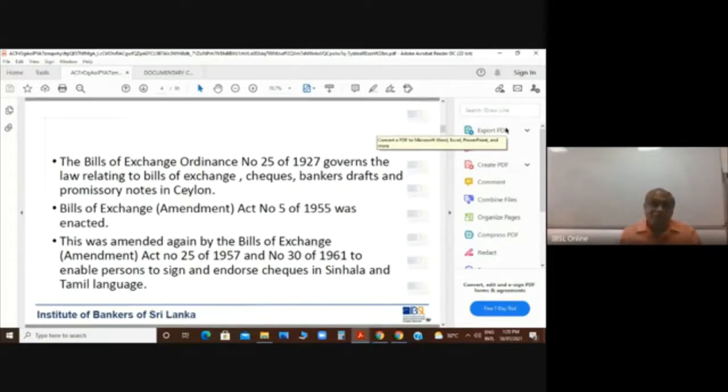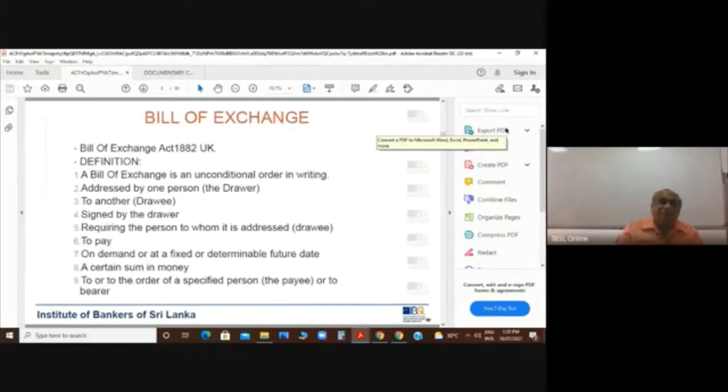And the Act number 30 of 1961 enables people to sign and endorse checks in Sinhala and Tamil language. Earlier it was only in English, right? As I said, Bill of Exchange Act 1882 UK, right? That's the grandparent of the Bill of Exchange Act in Sri Lanka.